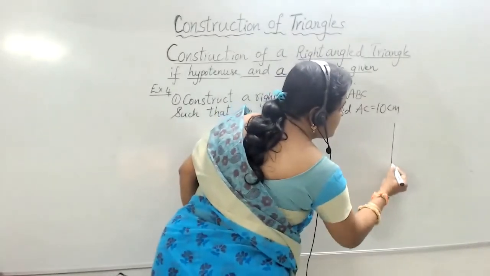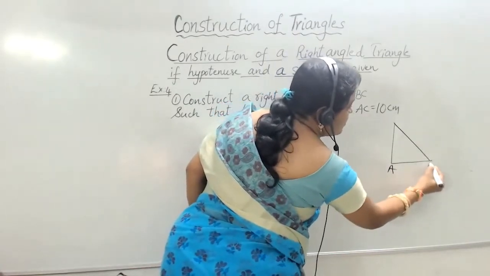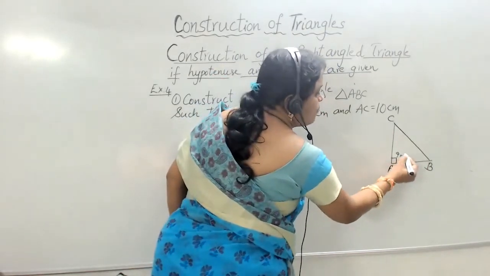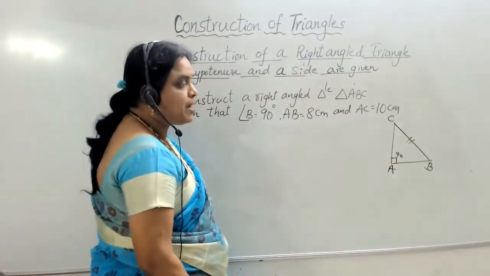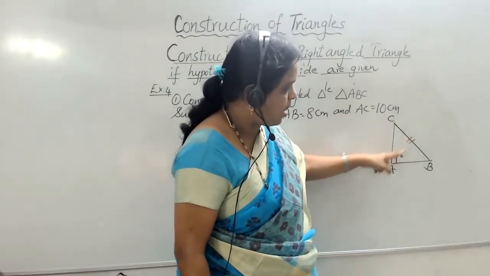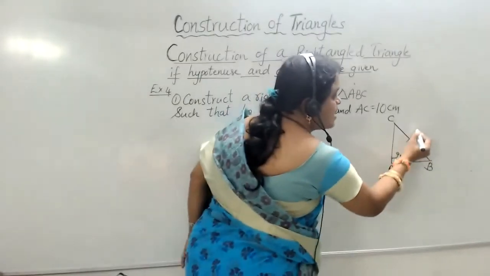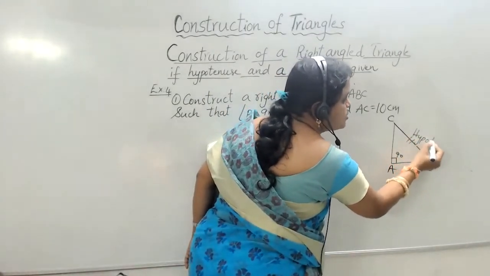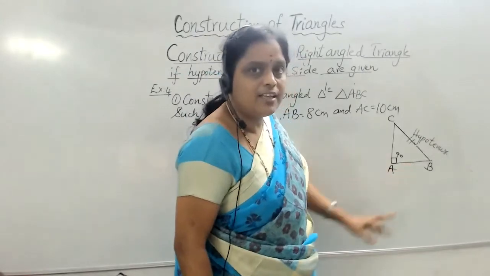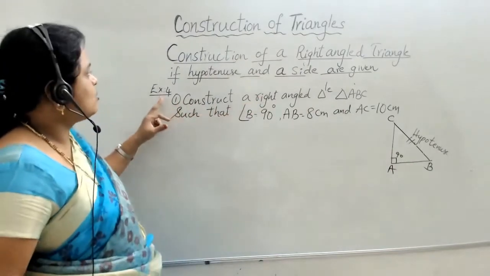Now we will draw a rough sketch. ABC is a right angle triangle. The right angle is 90 degrees. Now BC is known as the hypotenuse. What is meant by hypotenuse? The side opposite to the right angle. Here the side opposite to 90 degrees is BC, so it is known as the hypotenuse. If the hypotenuse and one side are given, then we have to draw the triangle. Now let us go through the problem.